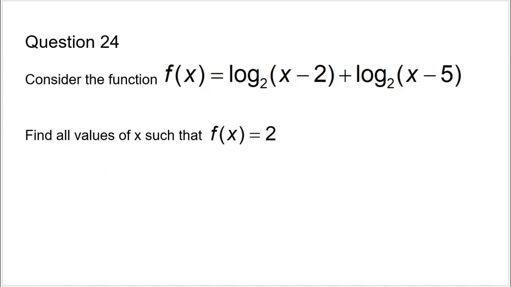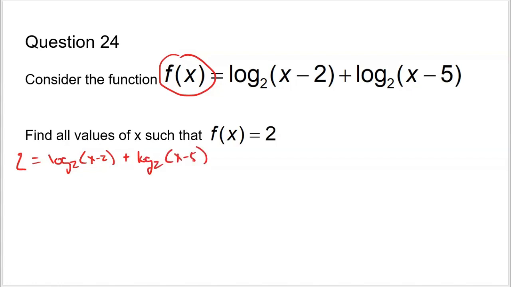All right, so f of x equals 2 here. We want to find all such values that allow f of x to equal 2. So I'm going to turn f of x into a 2, and I'm going to solve. So I get 2 equals log base 2 of x minus 2 plus log base 2 of x minus 5. All right, first thing I'm going to do is condense this to a single log, and addition of two logs can come together as multiplication. So I get log base 2 of x minus 2 times x minus 5.